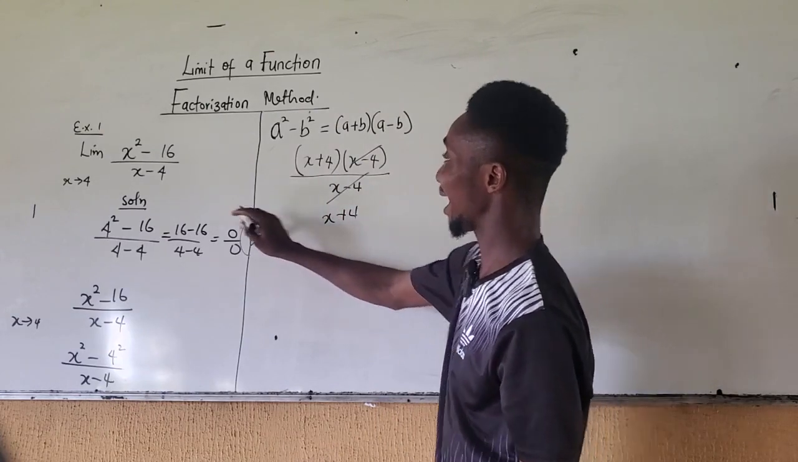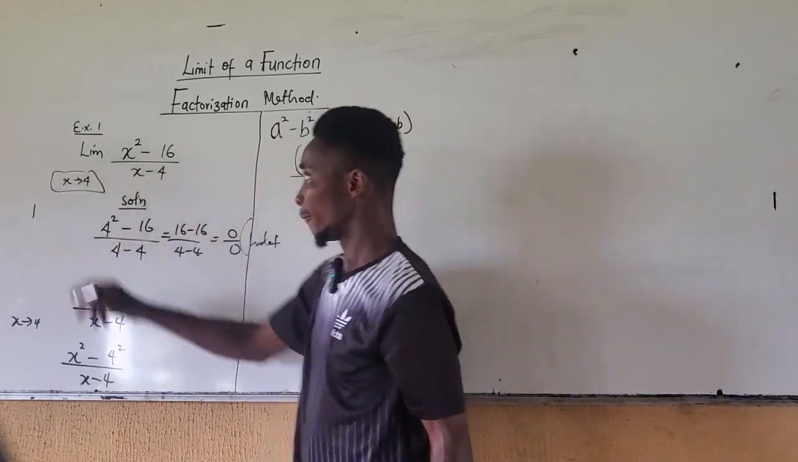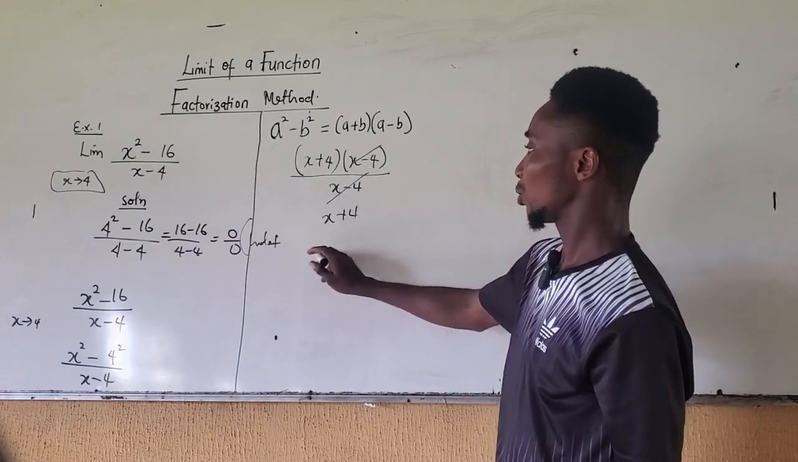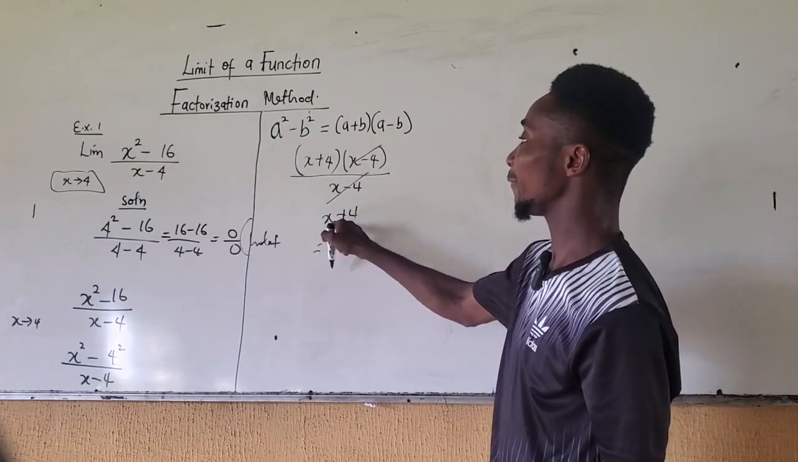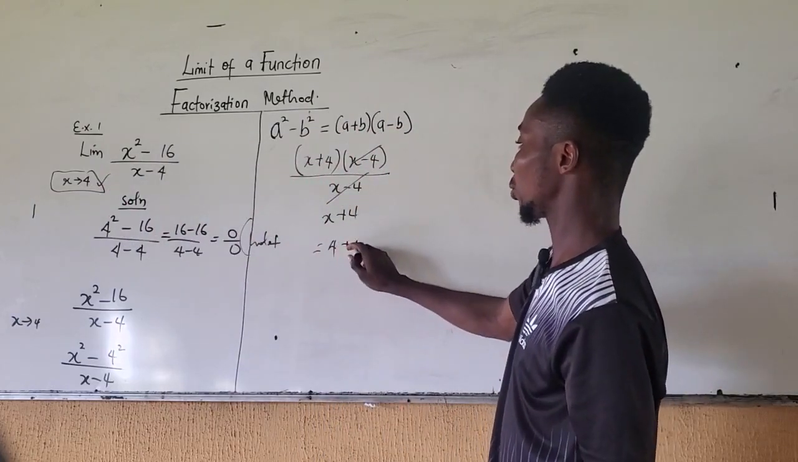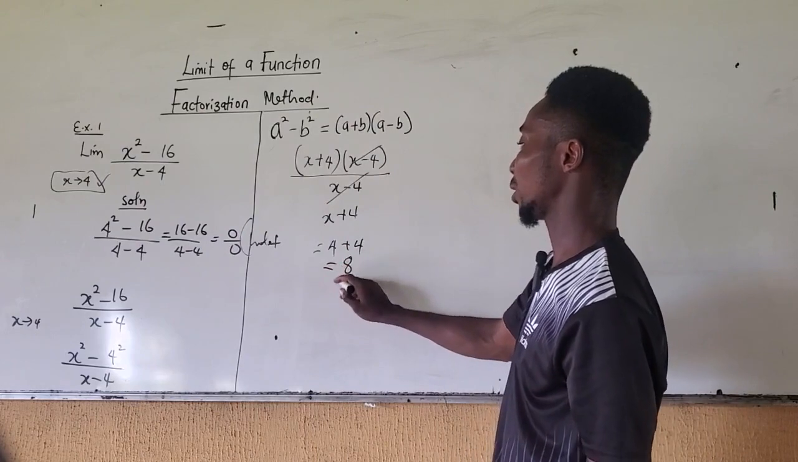And remember, x tends to what? 4. So substitute the value of x now. So that becomes what? 4. Because if x is 4, substitute 4 for x in x plus 4, and my final answer is what? 8.